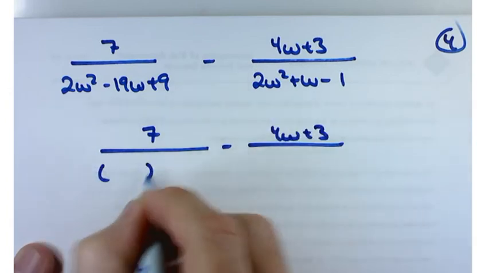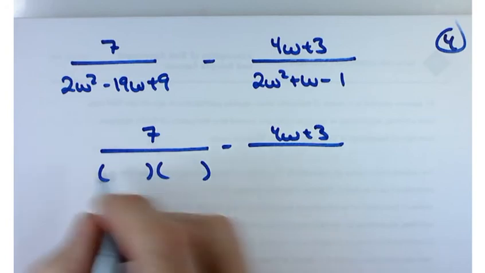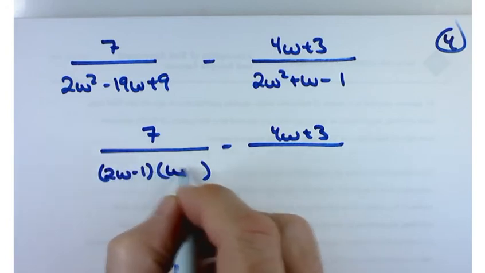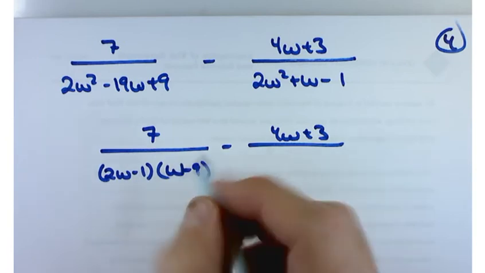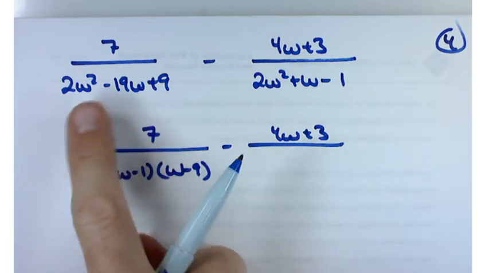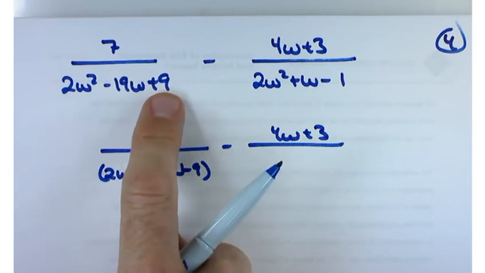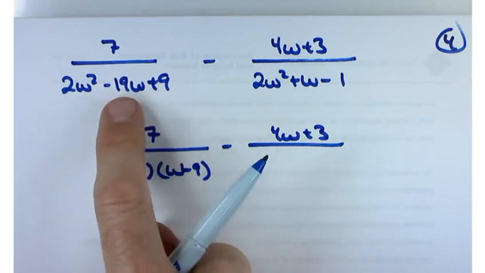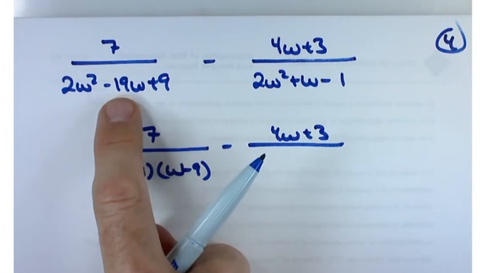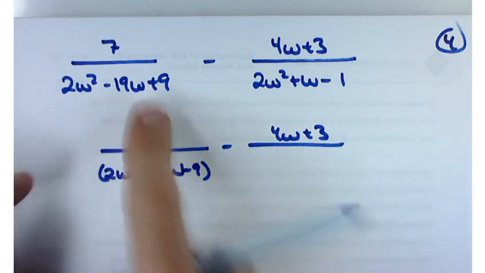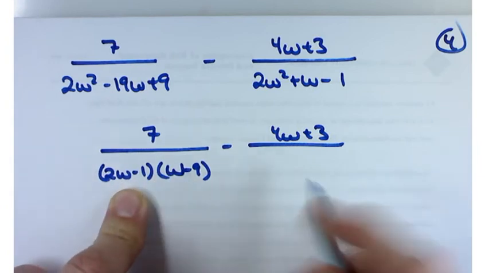And let me help you out a little bit. This first one's going to factor as 2w minus 1 times w minus 9. Now when you're at home working on Newton, you'd start out by multiplying the 2 times 9 is 18. Find two numbers that multiply to 18 and add to negative 19. And that would be negative 1 and negative 18. And then factor by grouping, you'll eventually get down to here.